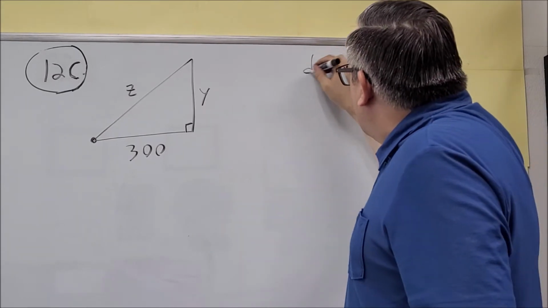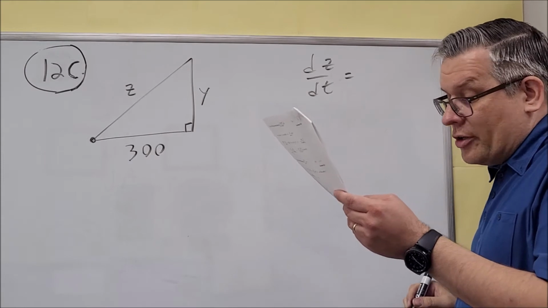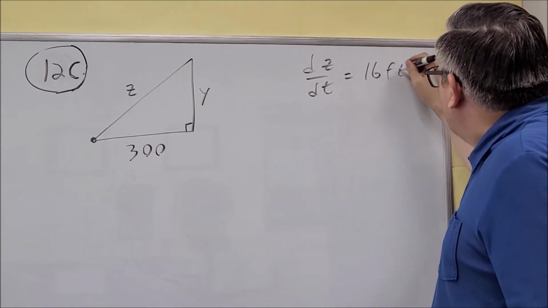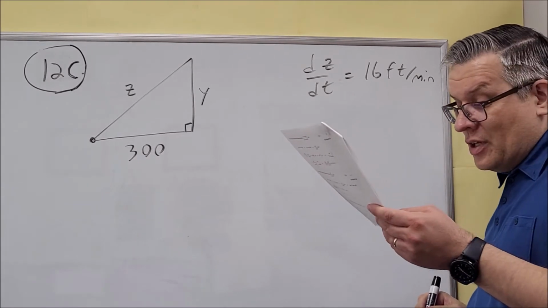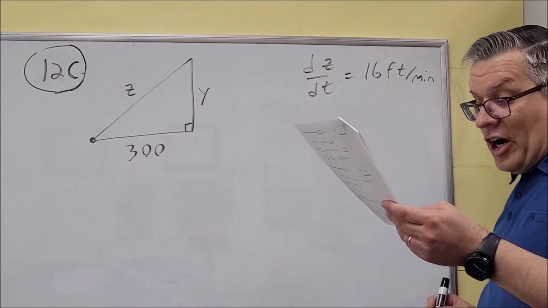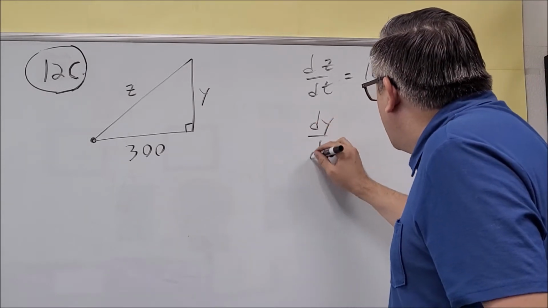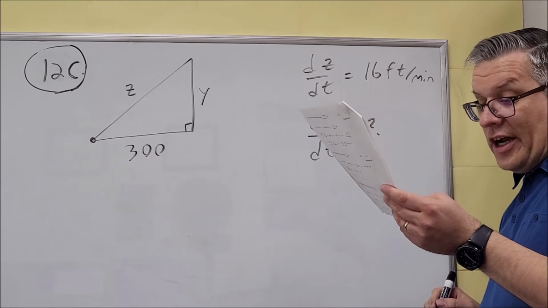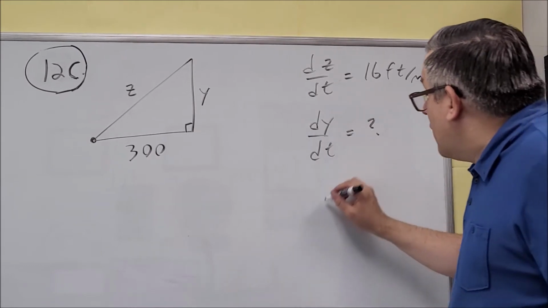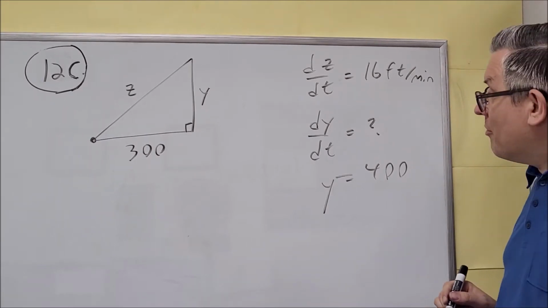So what they're telling us is dz/dt, based on the variables we have set up here, dz/dt is 16 feet per minute. It says find the rate that the balloon is rising. So dy/dt is the unknown, when the height is 400 feet. The height would be the y, so that's going to be 400 feet right there.